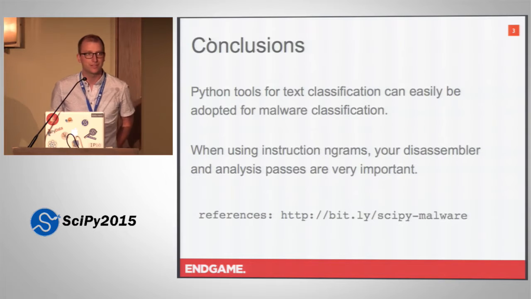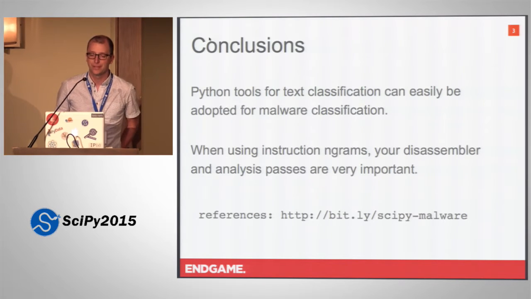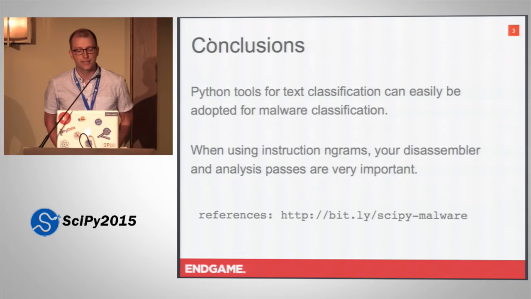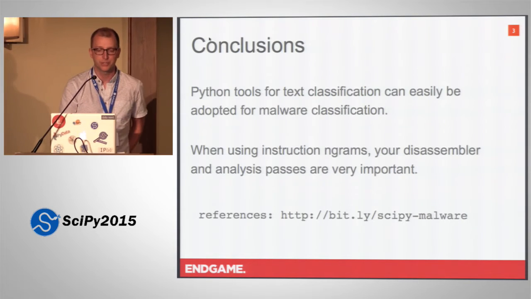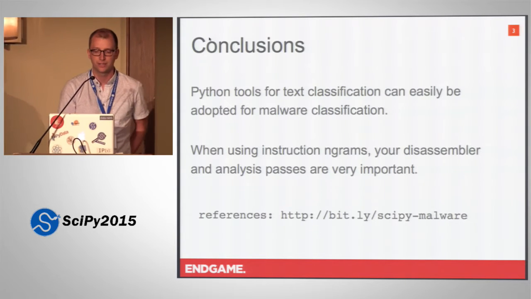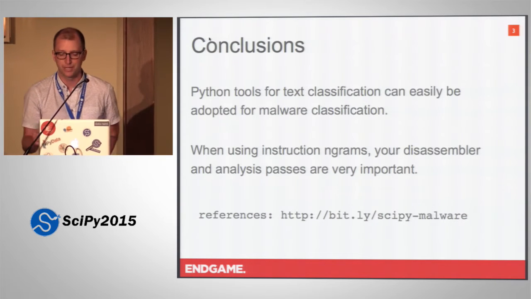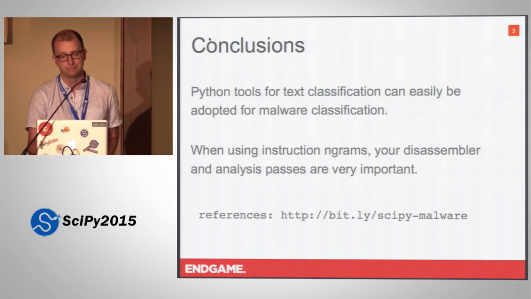I hope to convince you of these things over the course of the talk. Python tools that have been built for text classification can easily be adopted for malware classification. And when using instruction engrams, your disassembler and analysis passes are very important. And I'm going to talk about a bunch of different projects. You can go to this URL. It just points to a gist I have on GitHub that has links to all the projects and things I talk about, if you just want to go right to the project web pages and not have to Google everything.